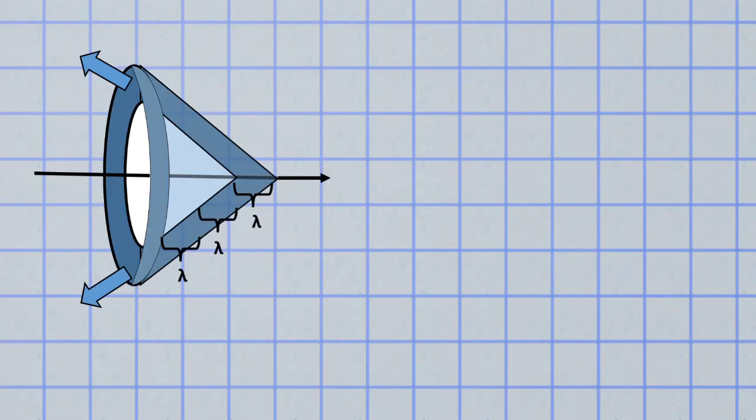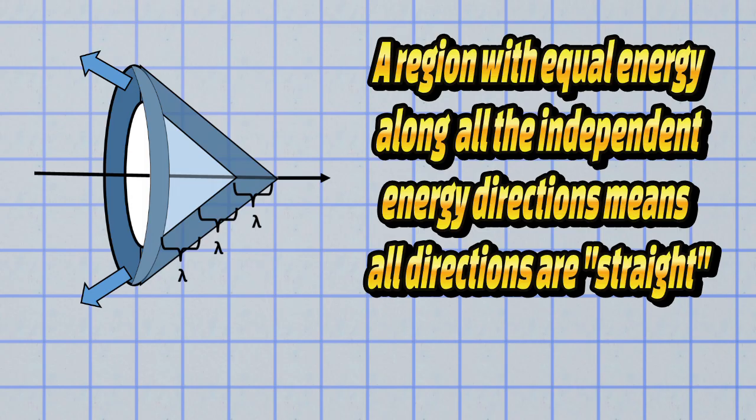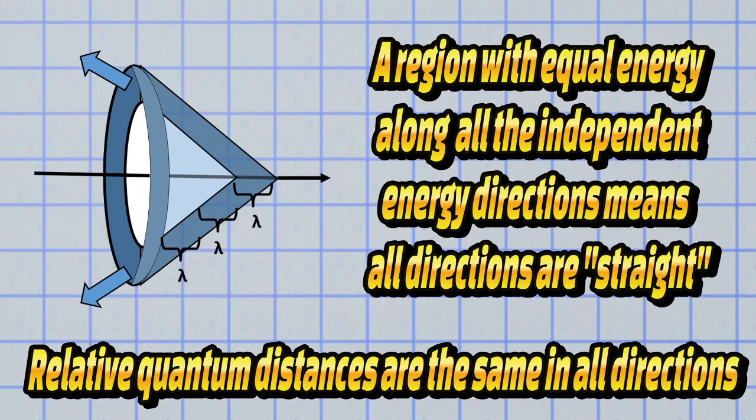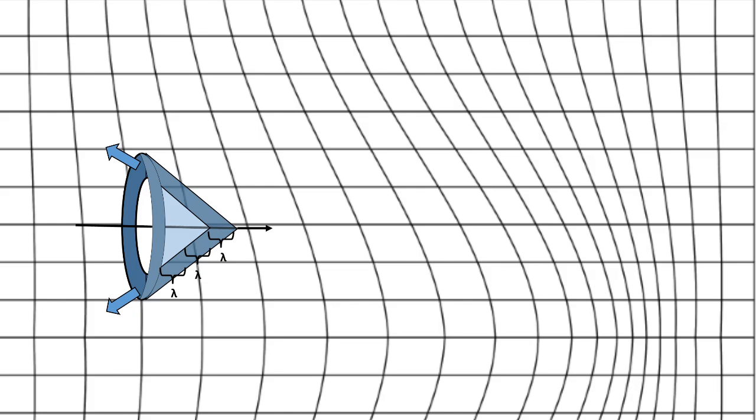Let's look at a photon moving through a region of spacetime that has the same energy density along all its independent energy directions. Equal energy along the path of a photon defines this path as straight, where a photon will not deviate to one side or the other. But what would make a photon deviate? Well, I'll tell you. As a photon moves through spacetime, the photon's energy field encounters energy densities along its path. The speed that the photon's energy moves through spacetime's energy is the speed of light.